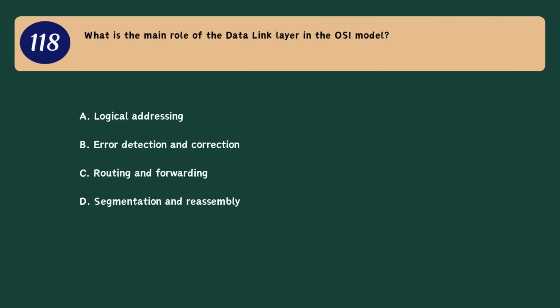Question 118. What is the main role of the data link layer in the OSI model? A. Logical addressing. B. Error detection and correction. C. Routing and forwarding. D. Segmentation and reassembly.